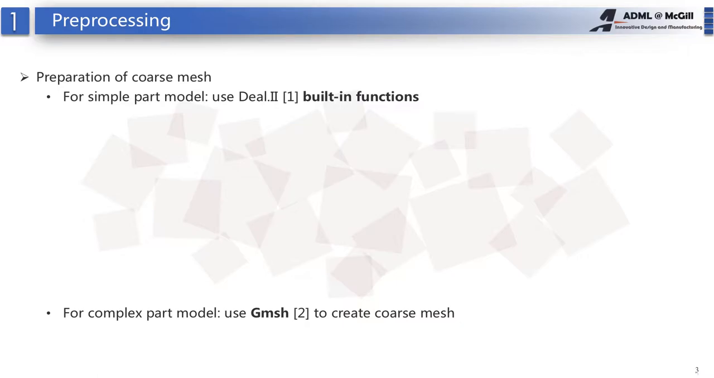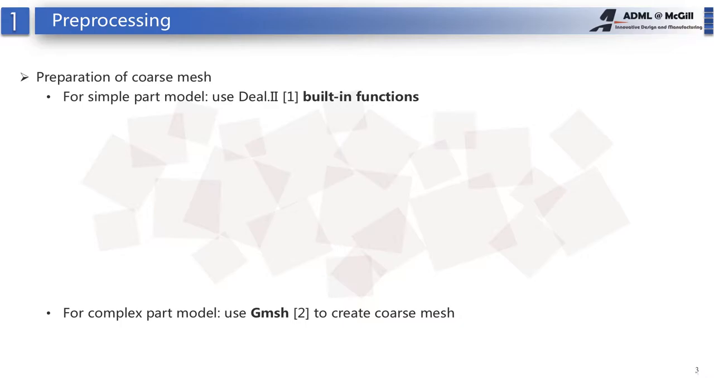The first important thing we need to do is the preparation of the initial coarse mesh. There are two ways to generate a coarse mesh for this simulation tool. For a simple part model, we can use DL2's internal functions directly. And for a complex part model, we may use other tools like GMesh to generate a coarse mesh.